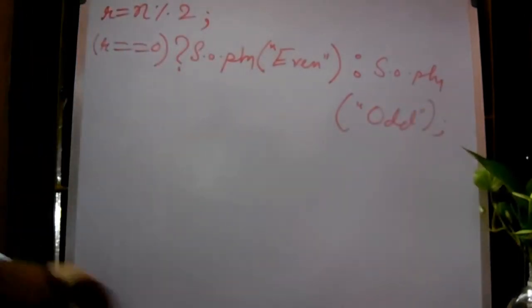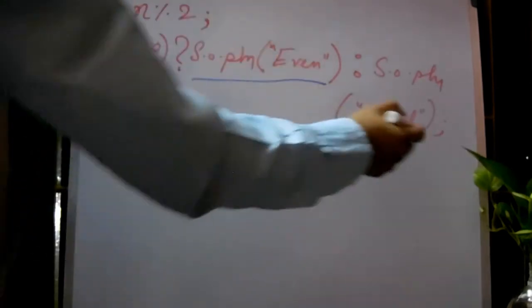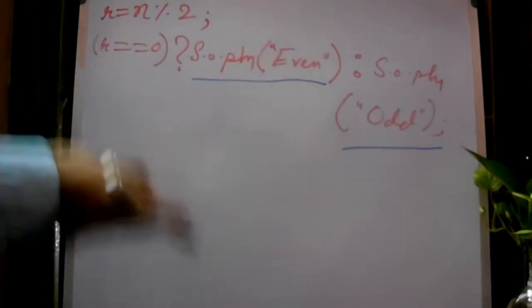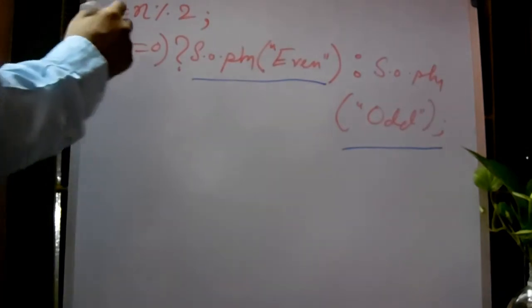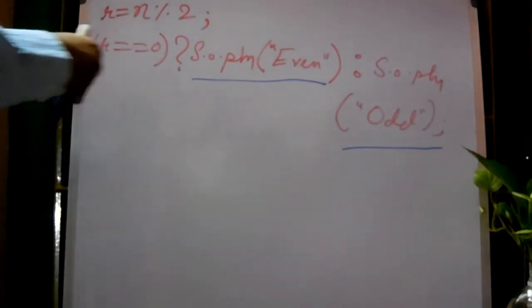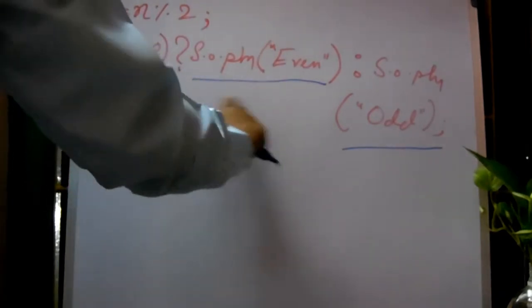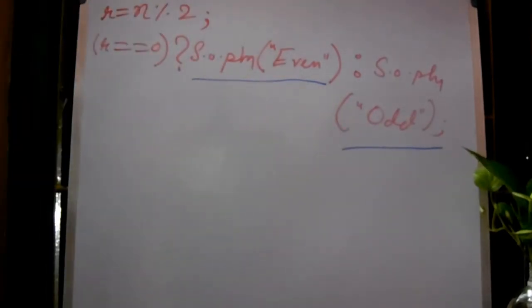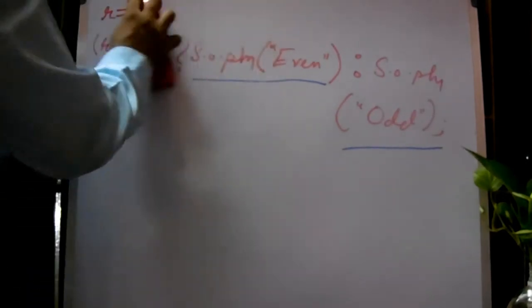Either even will be printed or odd will be printed, and that will be decided on the basis of r equal to 0. If this condition returns true, this value will be printed, otherwise this value will be printed. Understood? So this is the concept of the ternary operator. What we have learned is that the ternary operator is a substitute for the if else block. It can also be nested.